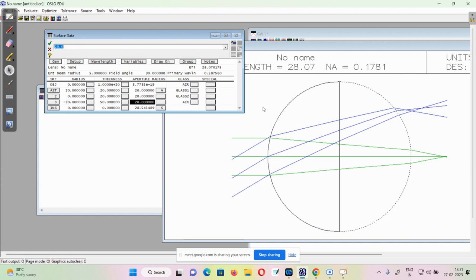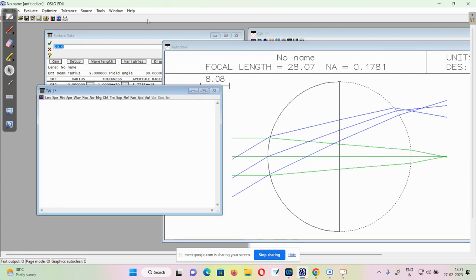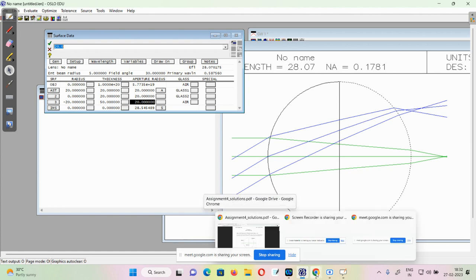Any doubt for this one? No, sir. Now it's clear. Yes, sir. So you made the things as per the requirement. Now you want to see how we can easily take this value from here.